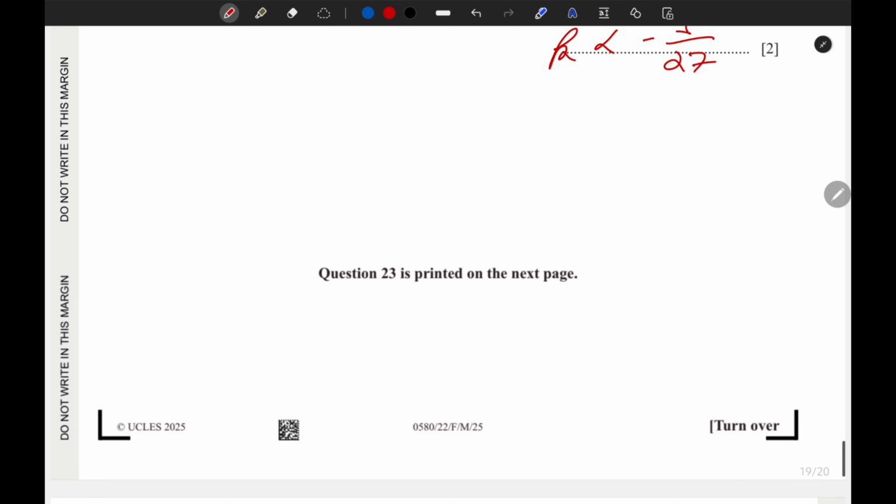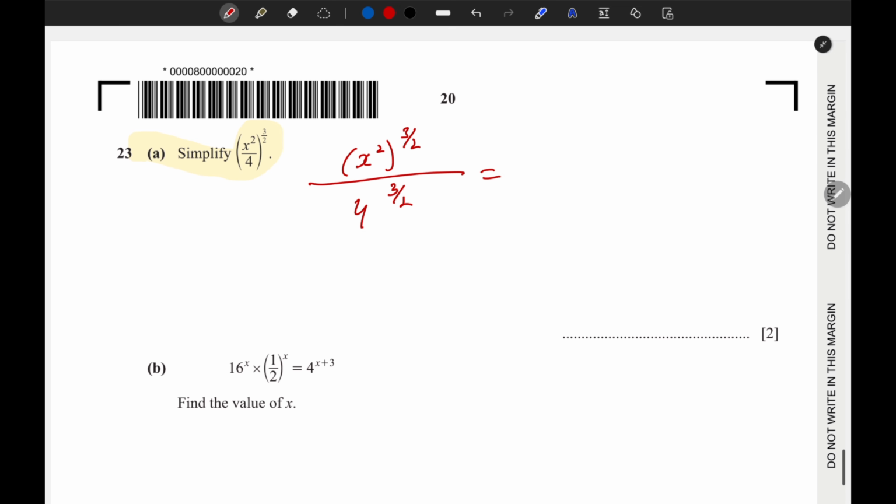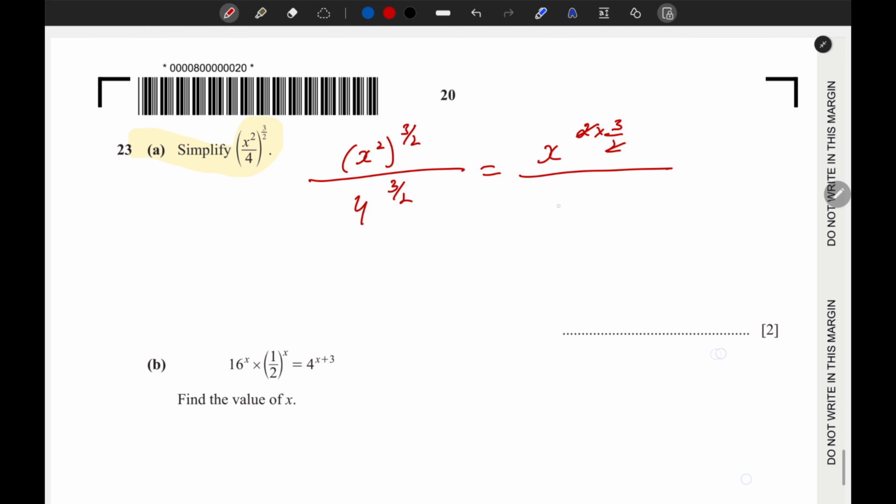Okay, now the next question: you just have to simplify x squared by 4, the whole to the power 3 by 2. Now see, this bracket is for both of them, so we can write x square to the power 3 by 2 and then 4 to the power 3 by 2. Now you know that when it is a power to the power, the powers are multiplied. So x to the power 2 times 3 by 2, so we can cancel these 2. And 4 we can write as 2 square, 2 square to the power 3 by 2.